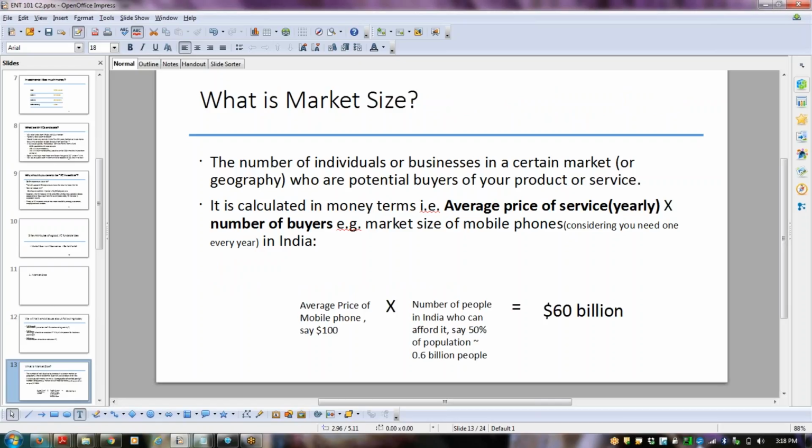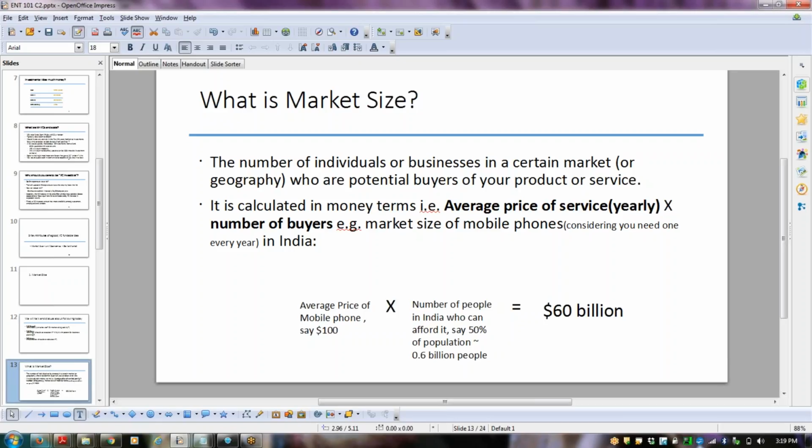So this is one example that I was talking about, Gillette razor. Here we have a different example: potential buyers of your product or service. So for example, you're taking the case of mobile phones. You're saying that the average price for a mobile phone is $100. And then you're also coming up with the number of people in India who can afford it, say 50% of the population. You have a population of 1.2 billion, 120 crore people.